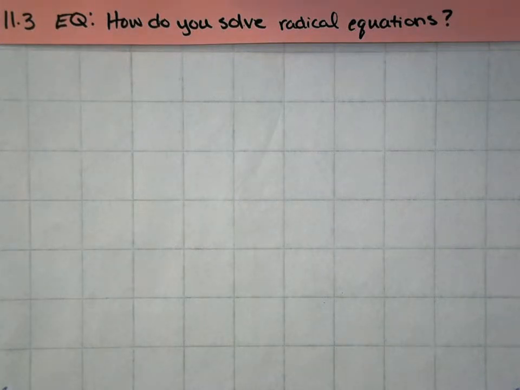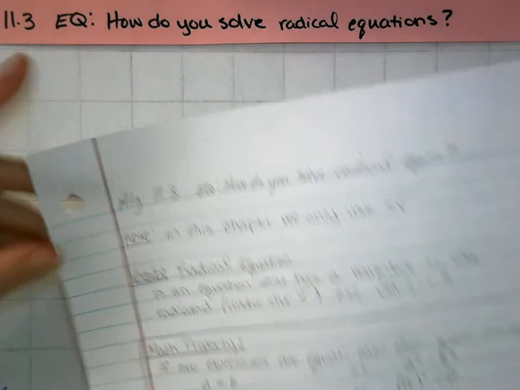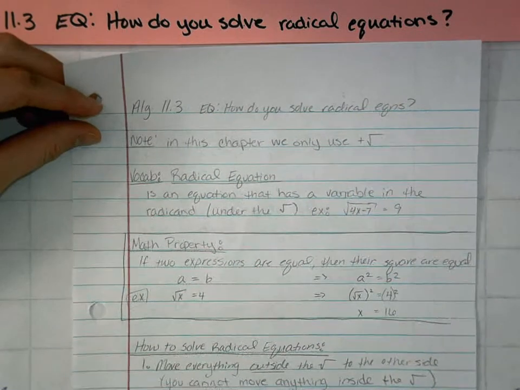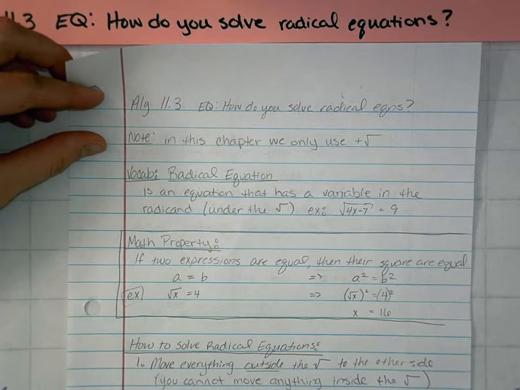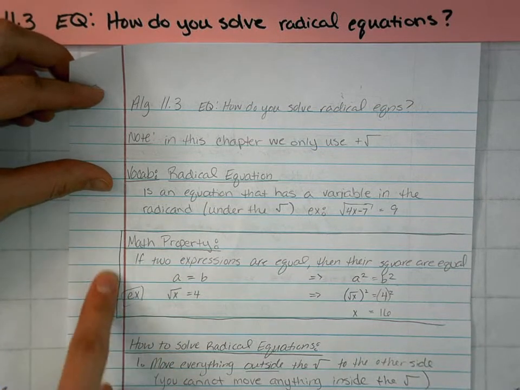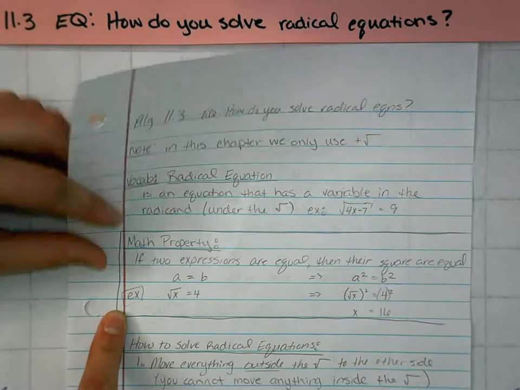Today I'll be looking at section 11.3. Our essential question is, how do you solve radical equations? Here's a few reminders. In this chapter we're only using positive square roots. Here's some vocabulary and a math property.